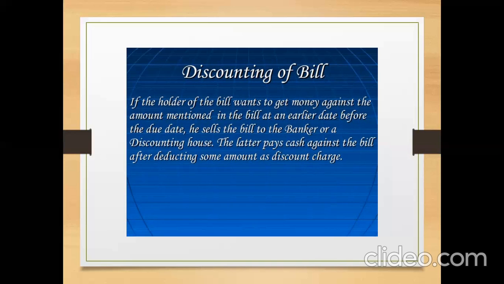If the holder of the bill wants to get money against the amount mentioned in the bill at an earlier date, as I said, that the drawer is in a hurry, before the due date he sells the bill to the banker. Now, selling the bill to the banker is what? The entire responsibility of collection of money is now in the banker's hand. The latter pays cash against the bill after deducting some amount as discount charge. That means the latter, the bank, will pay the amount to the drawer.